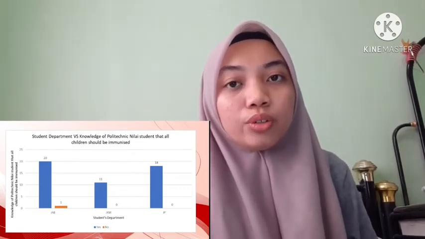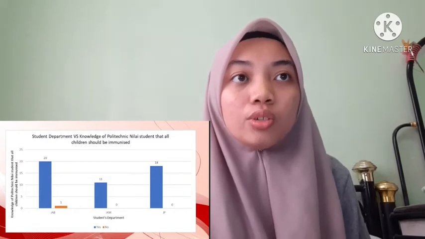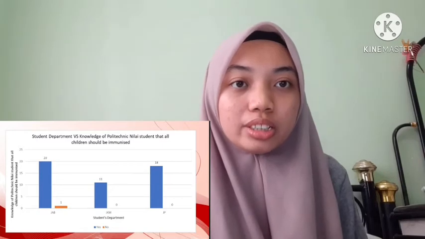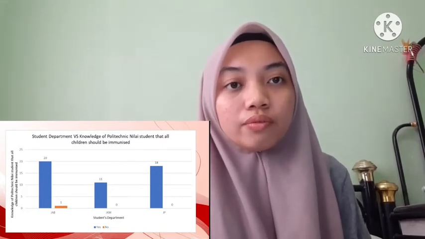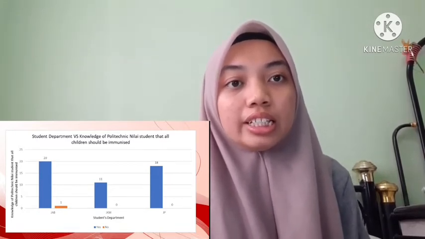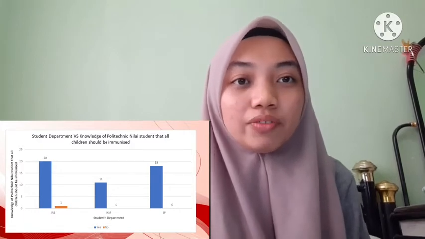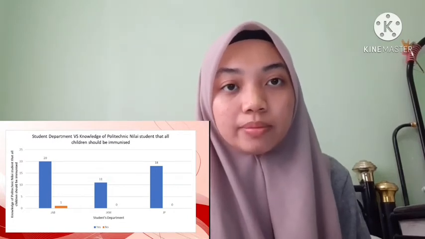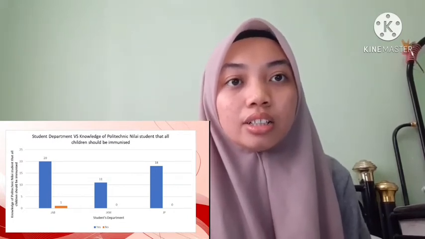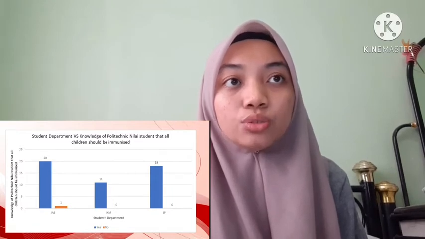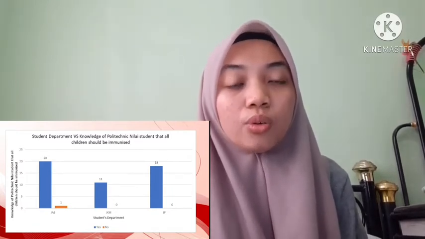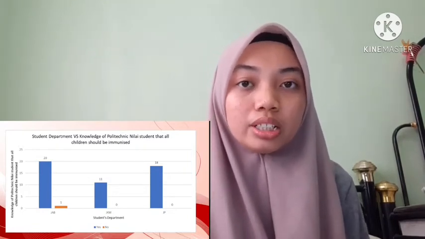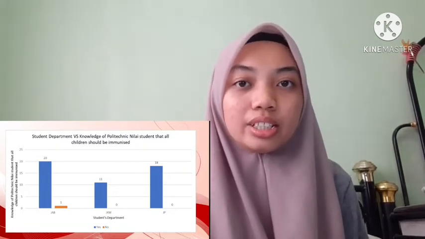Okay, right now I'm going to tell you about the knowledge of Polytechnic Nilai students that all children should be immune. The total of all respondents of all departments is 50, and for the first department, JAB, we can see that most of them say yes that children should be immune and only one says no. The total of respondents in JAB is 21 and 20 say yes and 1 says no.